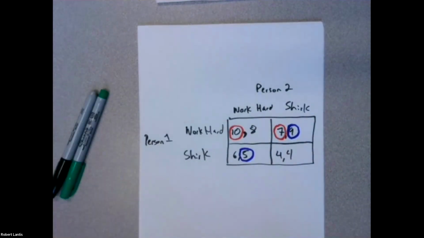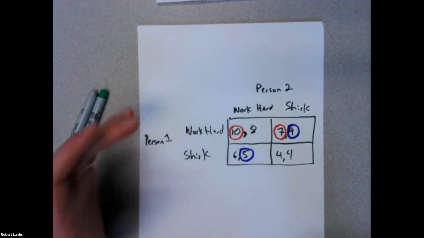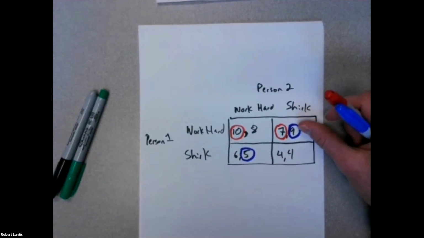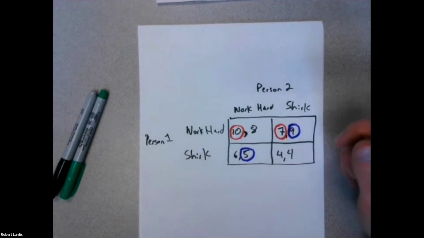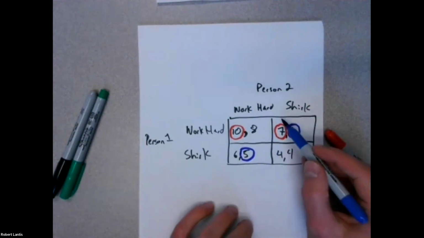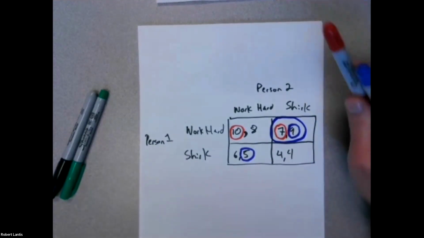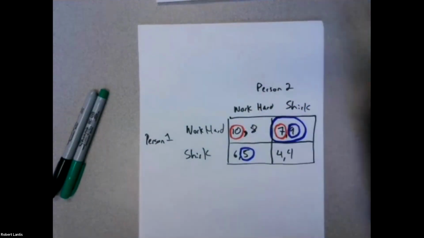It's going to be where person one works hard. The individual had a lower cost to working, right? And then person two is going to choose to shirk or not work hard. So here we've got this equilibrium where person one works hard, person two slacks off or shirks. So we don't always have the same strategy choices.